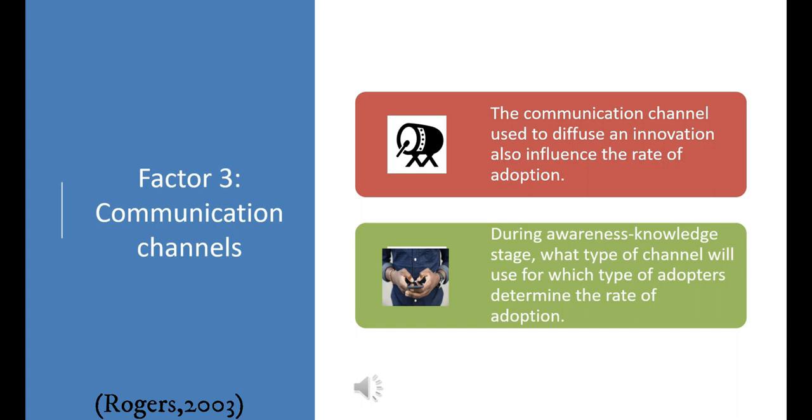The next factor is communication channel. The communication channel used to diffuse an innovation also influences the rate of adoption. During the awareness knowledge stage, what type of channel is used for which type of adopters determines the rate of adoption. If the communication channel is trustworthy for the receiver, then they will accept the information quickly.